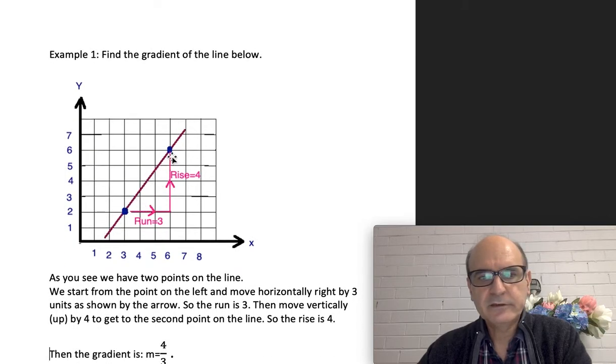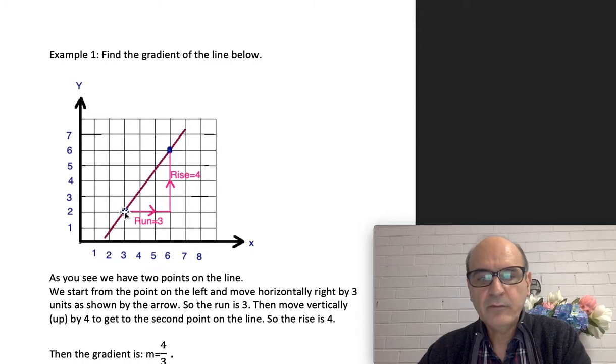Here I've got this straight line, and I want to find its gradient. I take 2 points on the line. 1 point is that, 1 point is this. I start with the point on the left. This point is to the left of this point. So I don't start from this, I start from that, because I start from the point which is on the left. Okay, so that's my starting point. And I want to get to the second point.